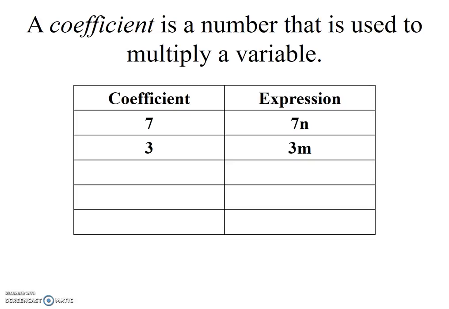For some more examples, coefficient of 3 for an expression like 3m, 12 for 12x, 9 for 9y, 10 for 10z. And again, I don't put the multiplication symbol in between. The coefficient would be those numbers that I use to multiply by whatever value I put in for the variable.